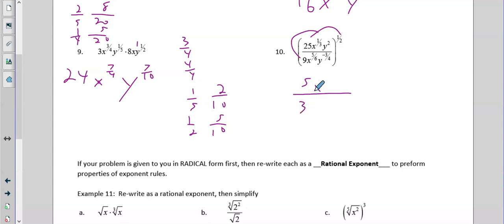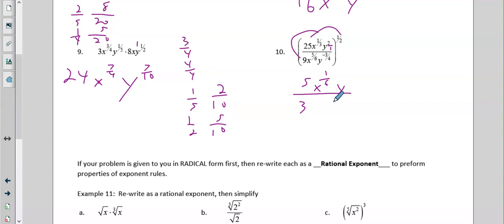Sorry, my bad. Not there yet. Multiply top times top, 1, bottom times bottom, 6. 2 over 1 times 1/2. Half of 2 is 1, so that's simply just y.